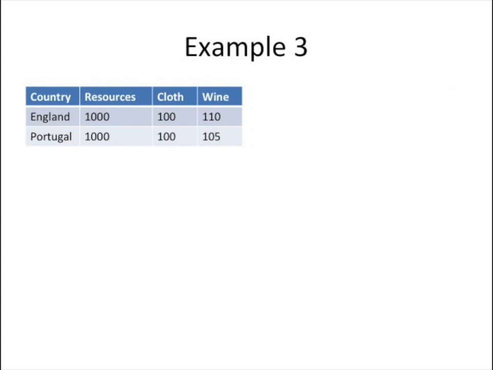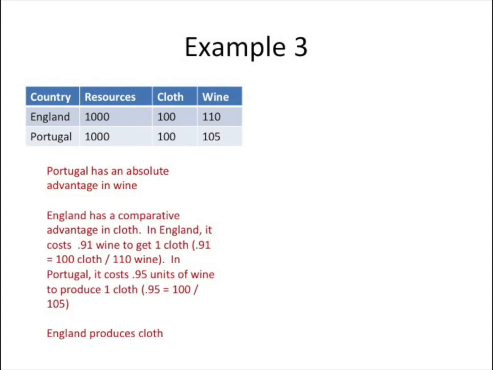I have again adjusted the resources it takes to produce cloth and wine in Portugal. You again might want to work this out before we go over the answer here. In this case, Portugal has an absolute advantage in wine production. It takes fewer units in Portugal to produce wine than it does in England. Both use the same units to produce cloth.